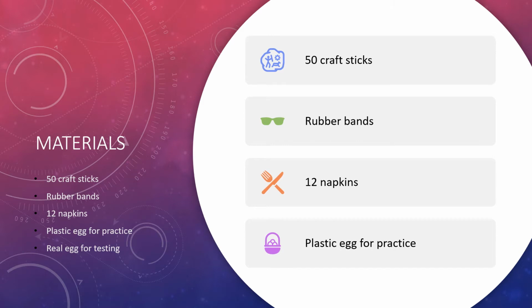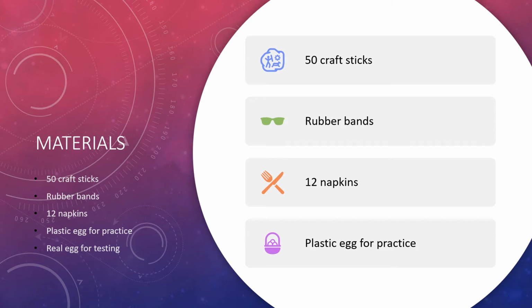What do I need for this experiment today? To do our egg protector experiment, on page 199 in your Foundations Guide, you will find a list of the following items. You will need about 50 craft sticks, around 50 rubber bands, give or take 12 napkins. You will also need a plastic egg for practice. Please do not use a real egg until you have practiced dropping your egg protector. After you have practiced dropping your egg protector, then you can switch to the real egg.